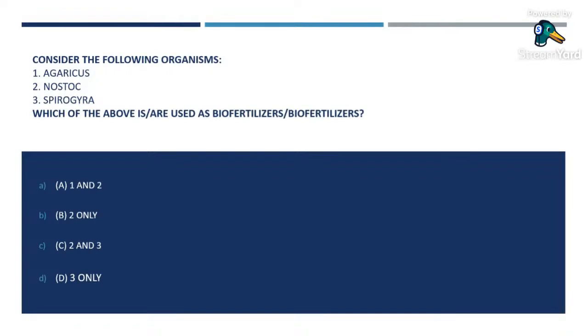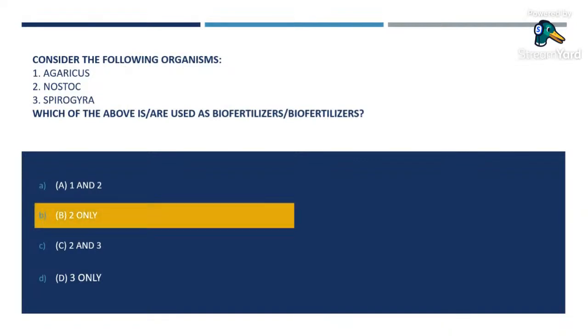Spirogyra is a genus of filamentous green algae, named for the helical or spiral arrangement of chloroplast. Spirogyra chiefly occurs in ponds, pools, ditches, and similar other places. So it is 2 only.